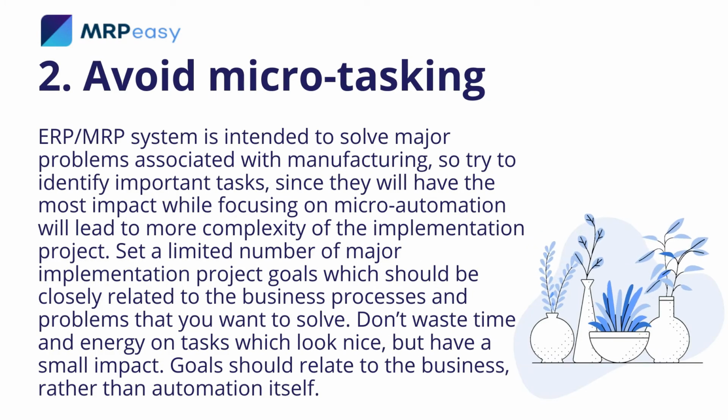2. Avoid microtasking. ERP MRP system is intended to solve major problems associated with manufacturing, so try to identify important tasks, since they will have the most impact, while focusing on micro-automation will lead to more complexity of the implementation project. Set a limited number of major implementation project goals, which should be closely related to the business processes and problems that you want to solve. Don't waste time and energy on tasks which look nice but have a small impact. Goals should relate to the business rather than automation itself.